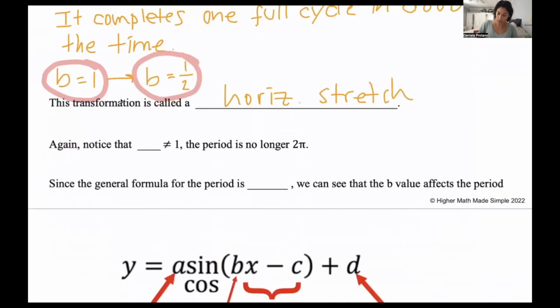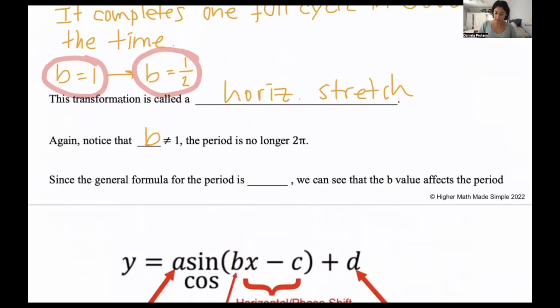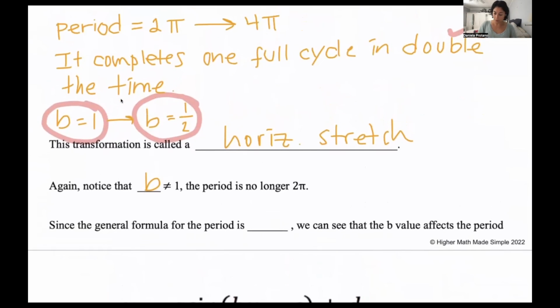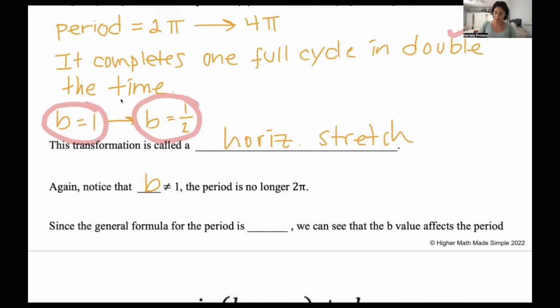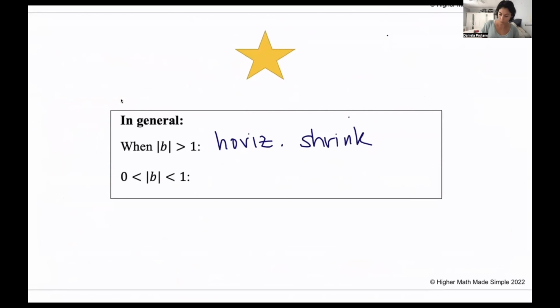Okay, as I said before, b is not equal to 1, and so the period is no longer 2 pi. And last but not least, the general formula for the period, you might have learned this already, is 2 pi divided by that positive b value, so the absolute value of b. So we can clearly see that the b value does affect the period. So if I go back up here on this general form, remember 1/2 is a number between 0 and 1. So that means it is going to be a horizontal stretch or expansion.